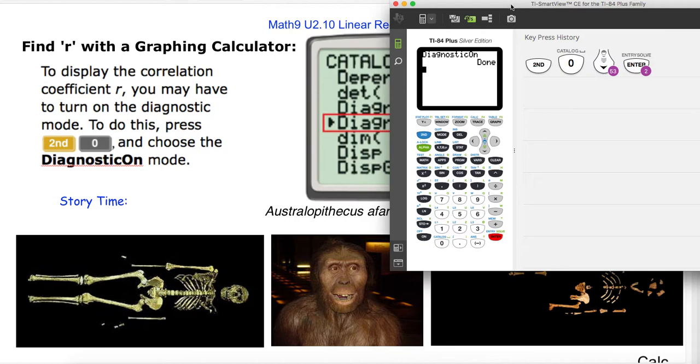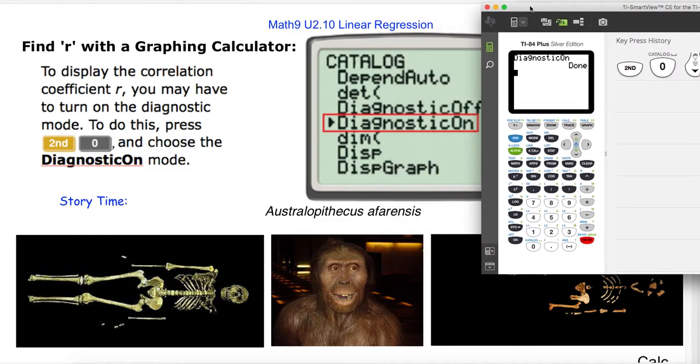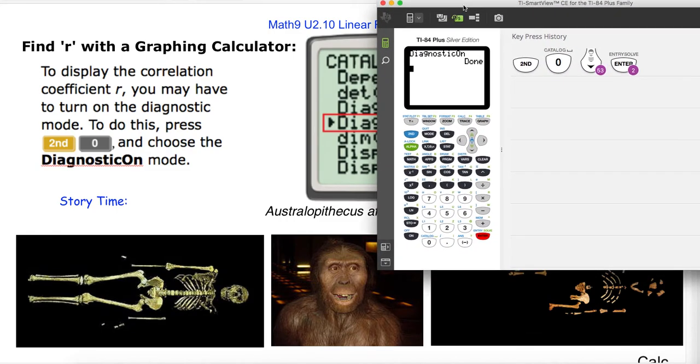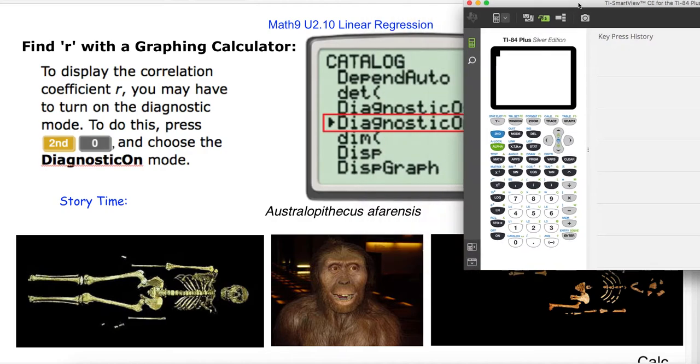Cool. So that's going to set us up to give us a piece called correlation coefficient that we want in a second. You're only going to have to do this once, when you replace the batteries. So it's done. You don't have to do that anymore. Once that happens, clear it and forget about it. Cool. All right. So now we're ready to go.